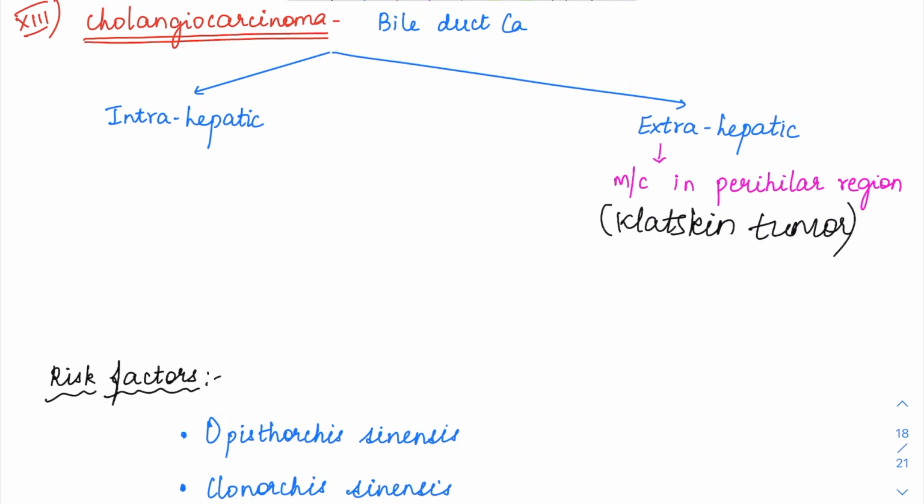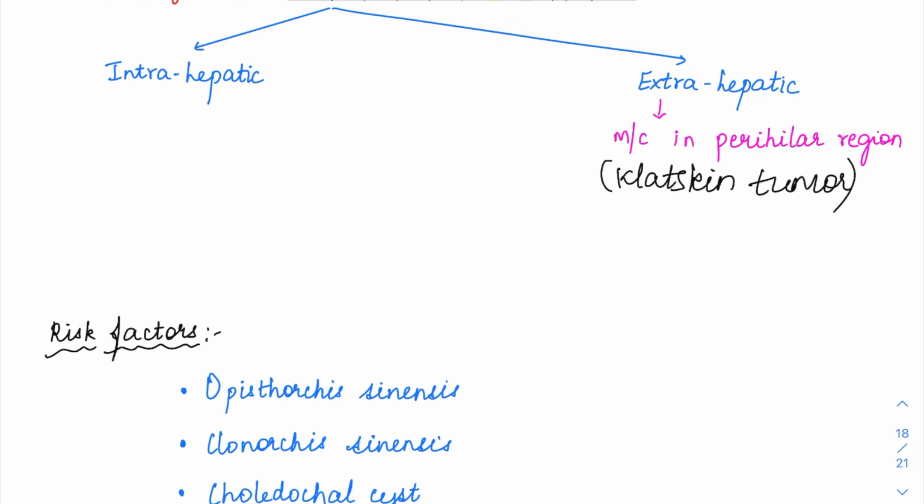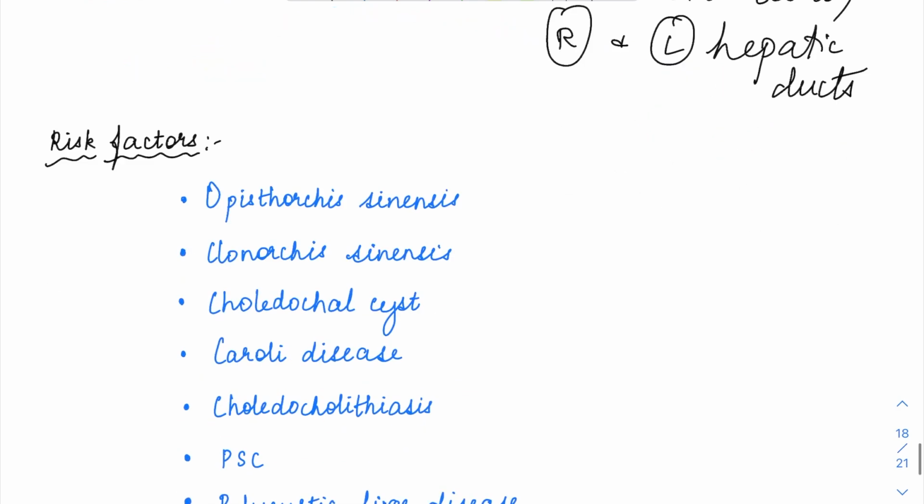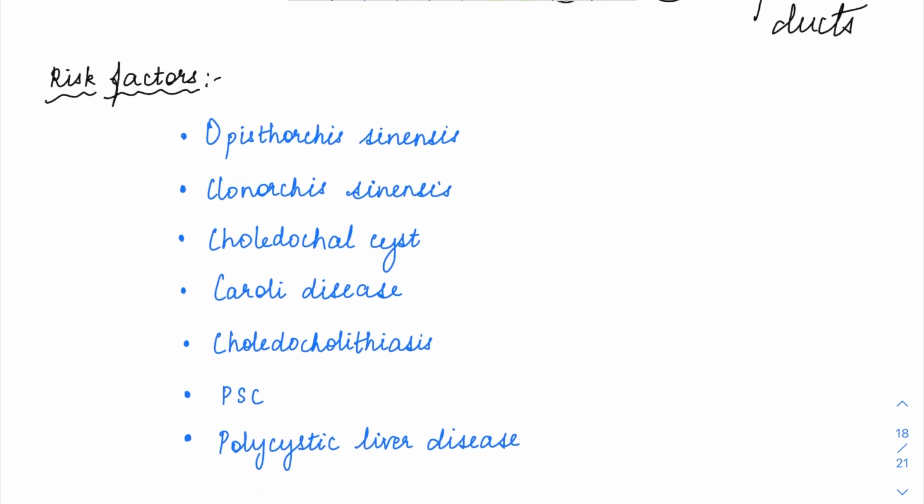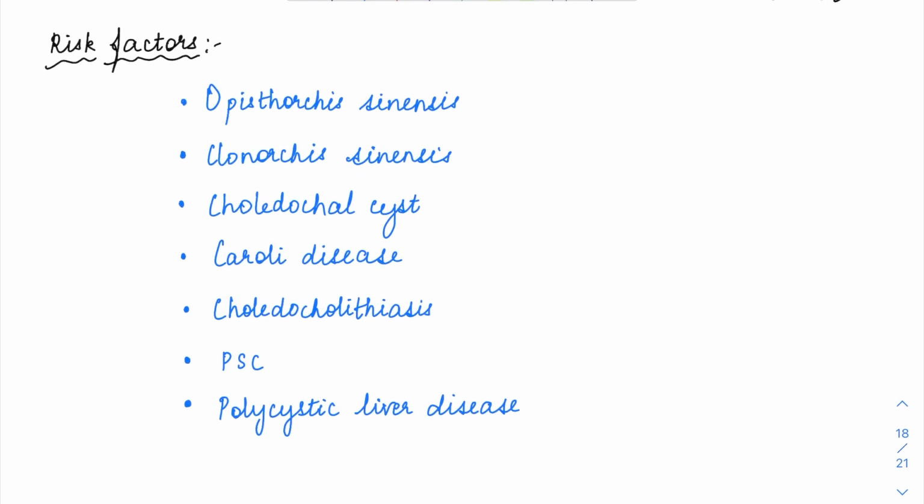So Klatskin tumor is the cholangiocarcinoma occurring in an extrahepatic perihilar location, which is at the junction of both the right and left hepatic ducts. Okay. So what are the risk factors associated with cholangiocarcinoma? We have certain parasitic infections like Opisthorchis sinensis, Clonorchis sinensis, and also some cystic diseases of the bile duct like choledochal cyst and Caroli's disease.